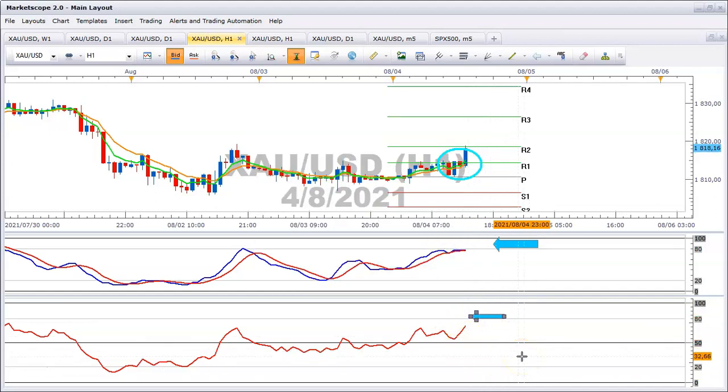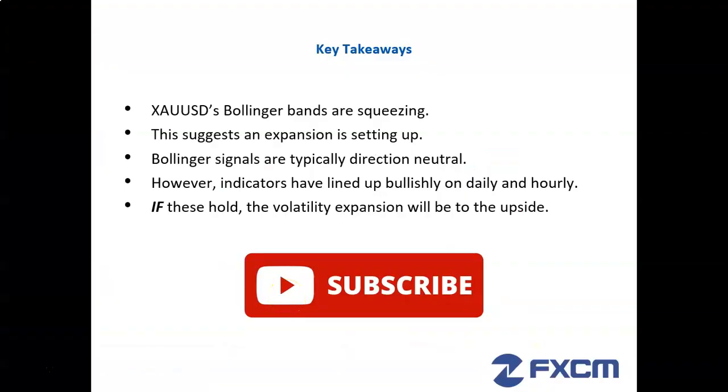Let's just end off with some key takeaways. Gold's Bollinger Bands are squeezing. This suggests an expansion is setting up. Now, Bollinger signals are typically direction neutral. However, the indicators have lined up bullishly on both the daily and the hourly. And if these hold, if the oscillators hold these positions, then the volatility expansion is likely to be to the upside.